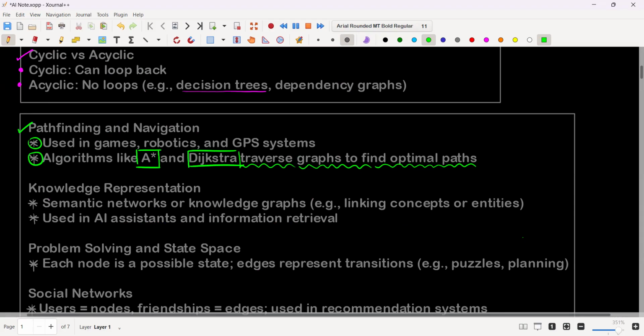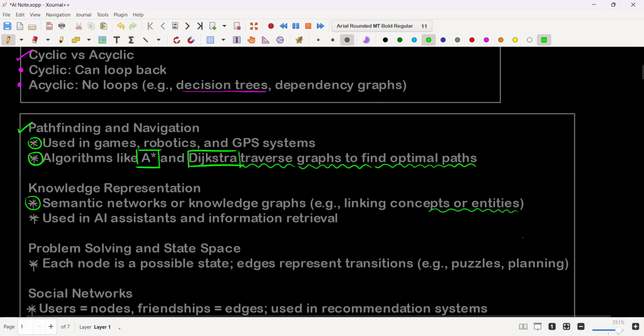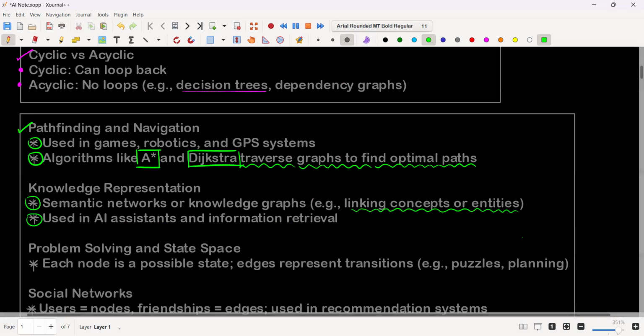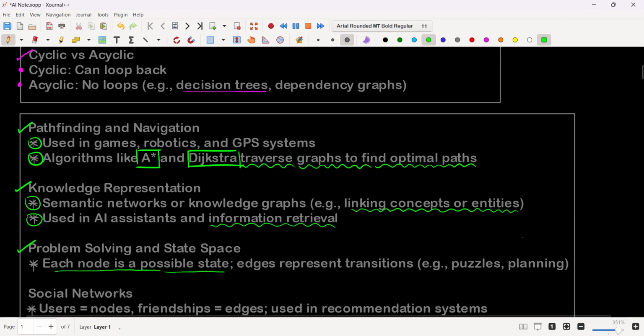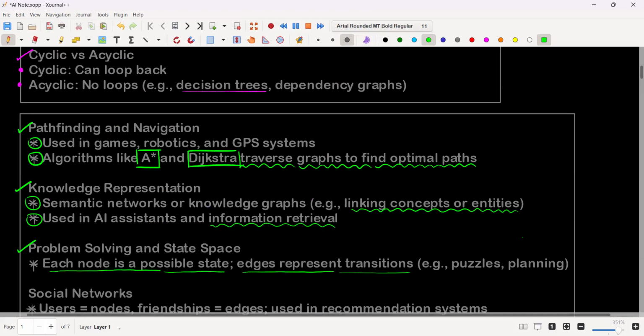Graphs are also used for knowledge representation, where graphs are used in semantic networks or knowledge graphs to link concepts or entities together. And graphs are used in AI assistants for information retrieval purposes. Graphs are also used in problem solving and state space, where each node could represent a possible state, where the edges could represent possible transitions between those states. If you remember your AS level content from programming, you might remember learning about something called a state transition diagram. A state transition diagram can also be represented as a graph, where state transition diagrams are helpful in planning related problems and puzzles.